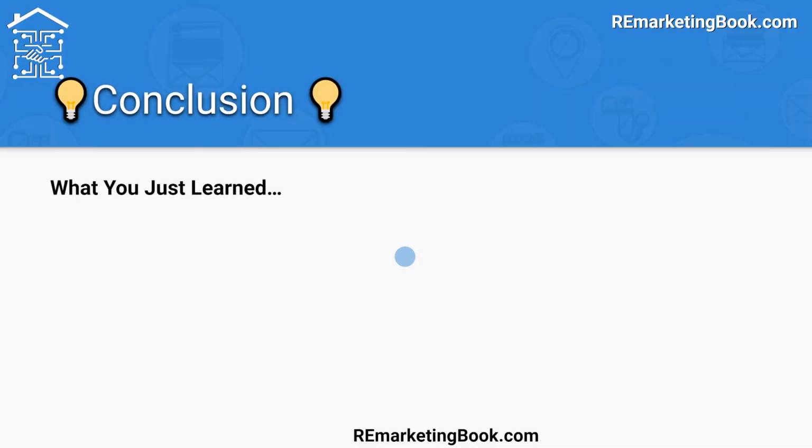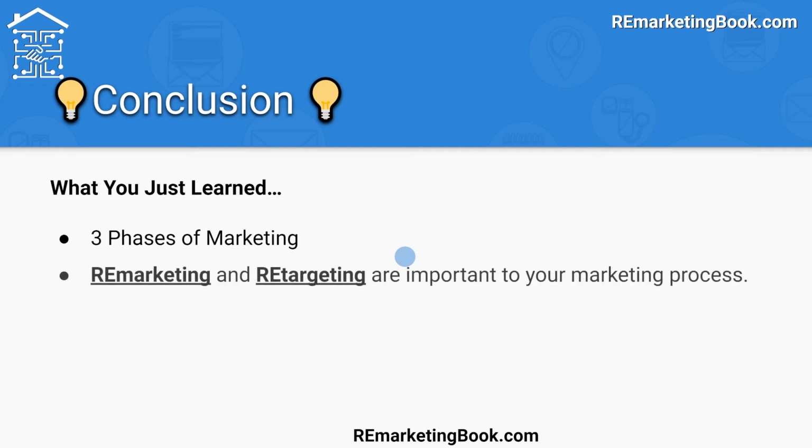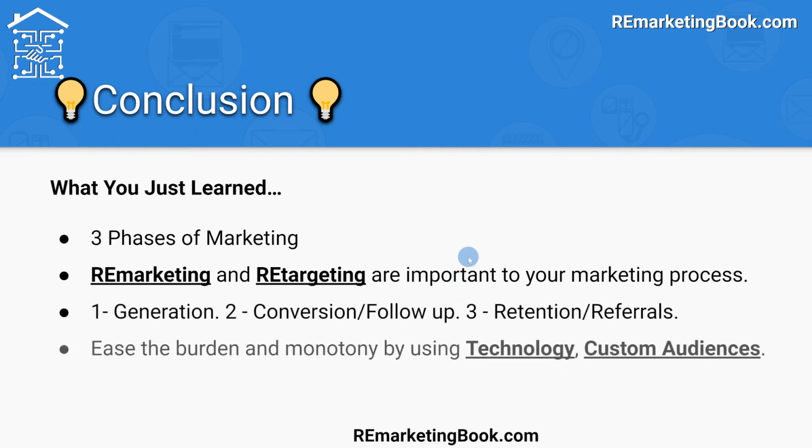All right, so conclusion. What you have just learned, right? You learned there are 3 phases of marketing. The 3 phases are lead generation, lead conversion, and then the last phase is retention and referrals. We talked and we dove deeply into remarketing and retargeting, right? Remarketing and retargeting are important to your marketing process, and this is where a lot of us drop the ball, right? Again, that book should be free, and if it's not free, it's 99 cents, and it goes into even more detail on how you can employ some of this stuff in your business, right? Those are the 3 phases.